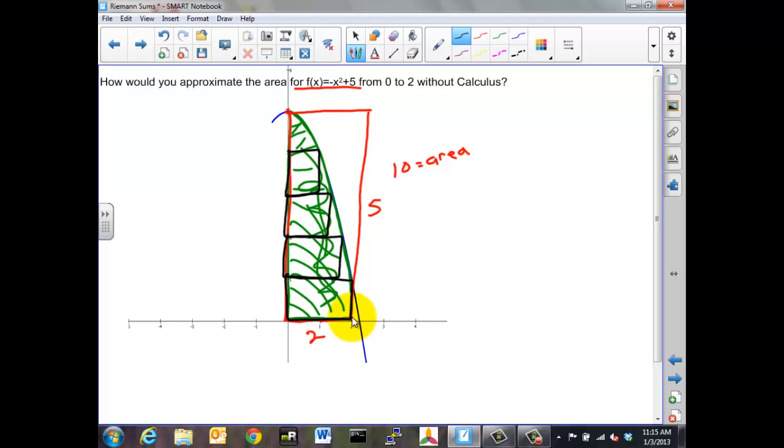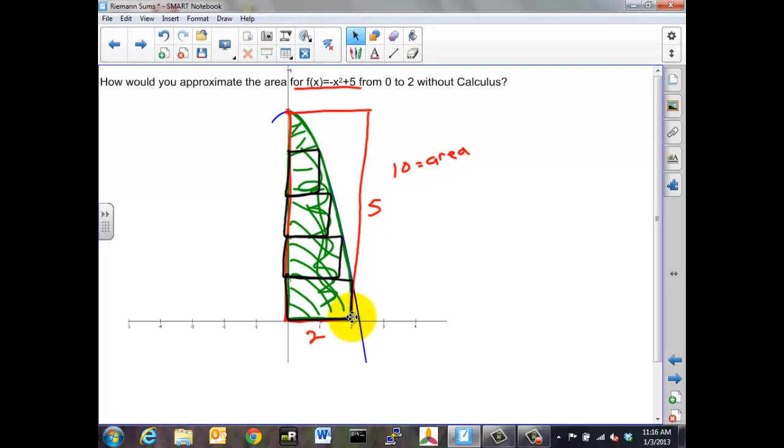Bigger, because we left out this little piece here, this little piece here. So if we found that out, I don't know what it would be, but if we found that out, then we could say, okay, the area is between these two, right? All right. And this is a way of doing it.